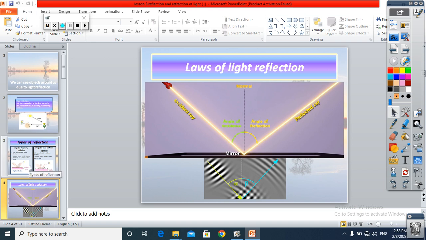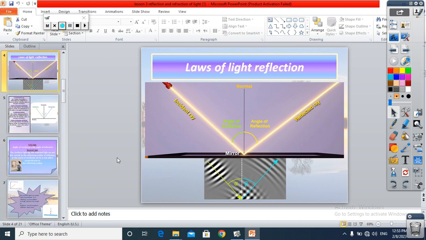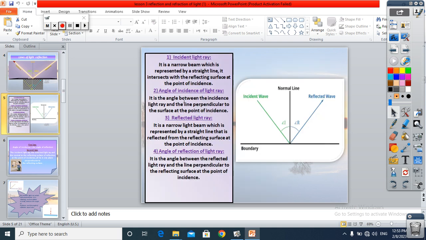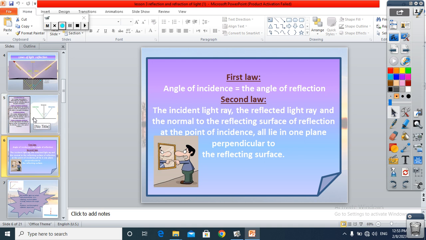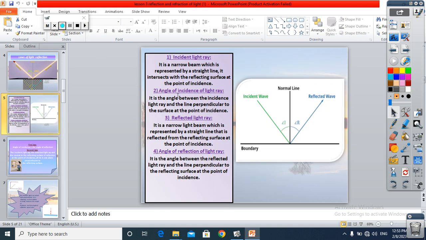What about the laws of light reflection? As we see, the first law concerns the incident light ray. What is meant by the incident light ray? It is a narrow beam which is represented by a straight line. It intersects with the reflecting surface at the point of incidence.